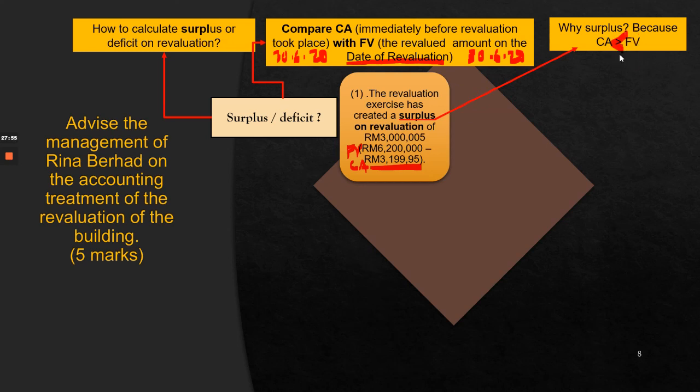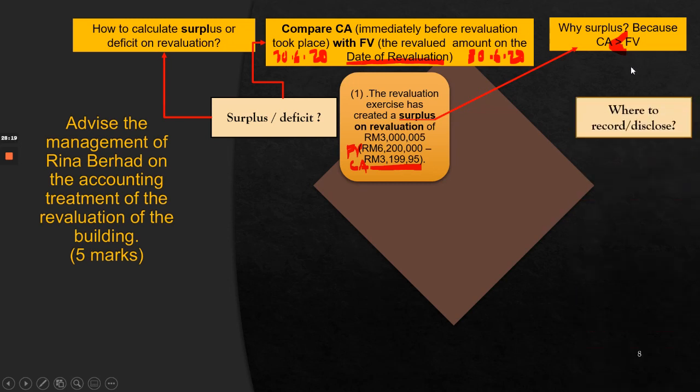There's a mistake here, so I just correct it. It should be carrying amount less than the fair value. So there is a surplus on revaluation. If you have vice versa, fair value less than carrying amount, then only there is a deficit. But in our case, please make the correction. I've already made the correction here. It should be fair value greater than carrying amount.